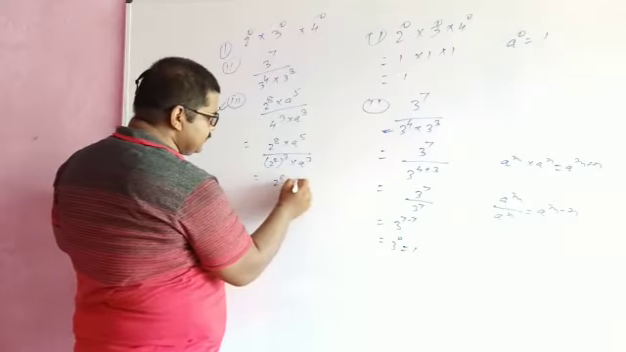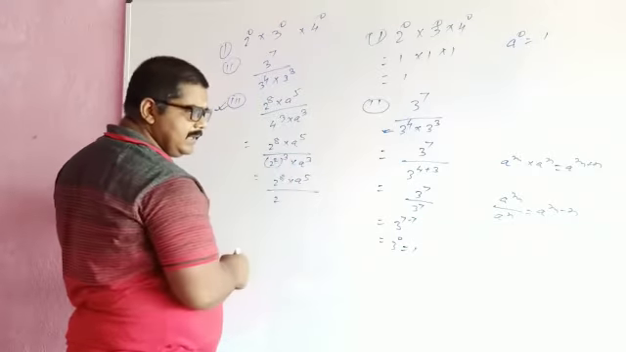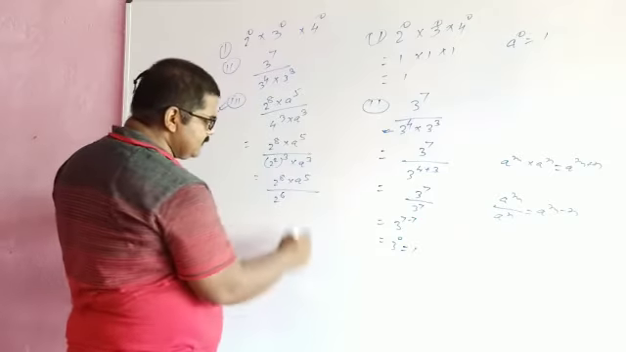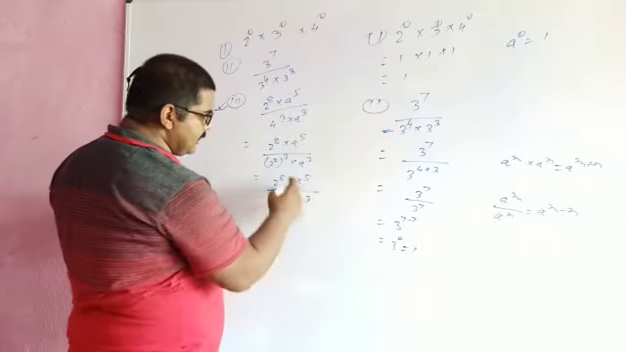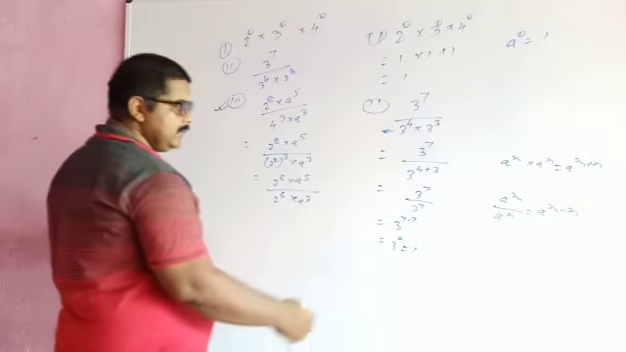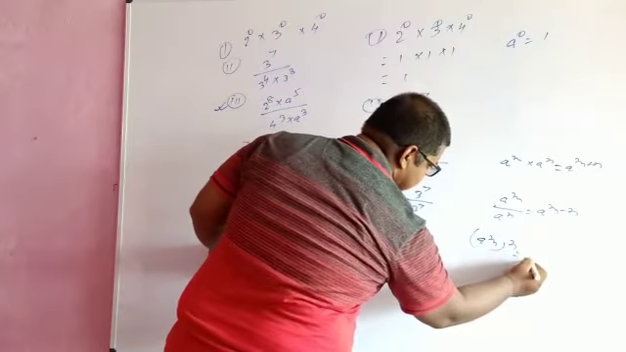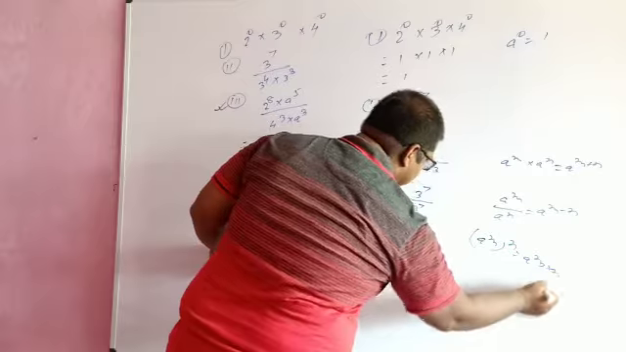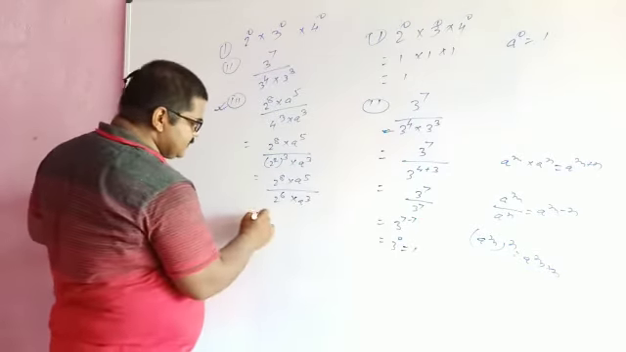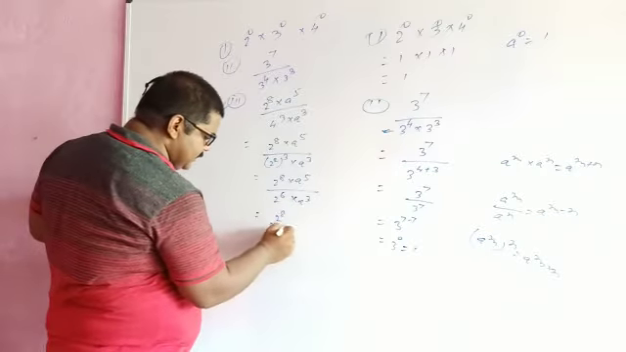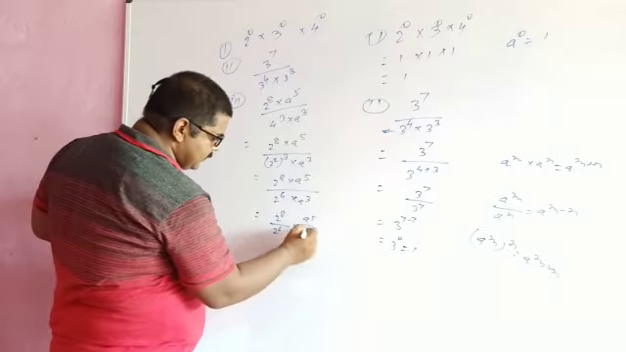2 to the power 8 into a to the power 5 upon 2 to the power 2 into 3, that is 6, into a to the power cube, because there is a formula you know: a to the power m and whole to the power n, then a to the power m into n. You have to just multiply, and now it can be written separately as 2 to the power 8 upon 2 to the power 6 into a to the power 5 upon a to the power 3.